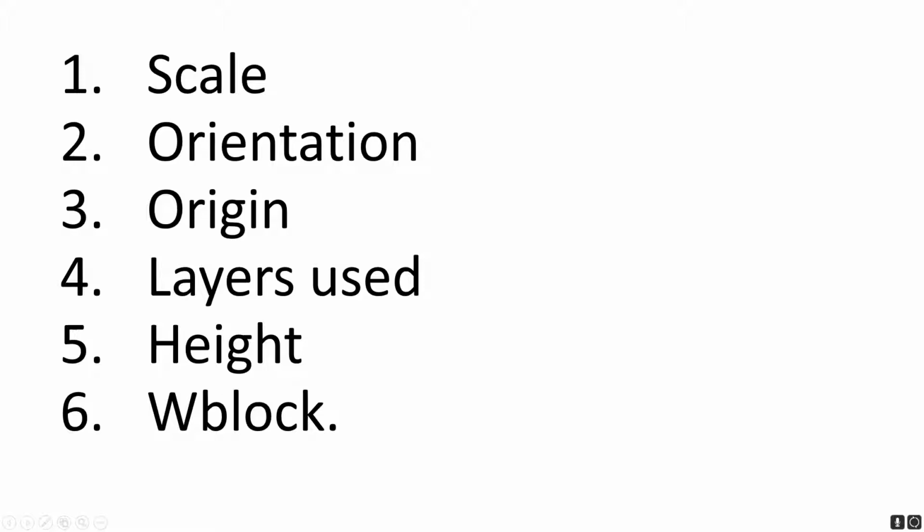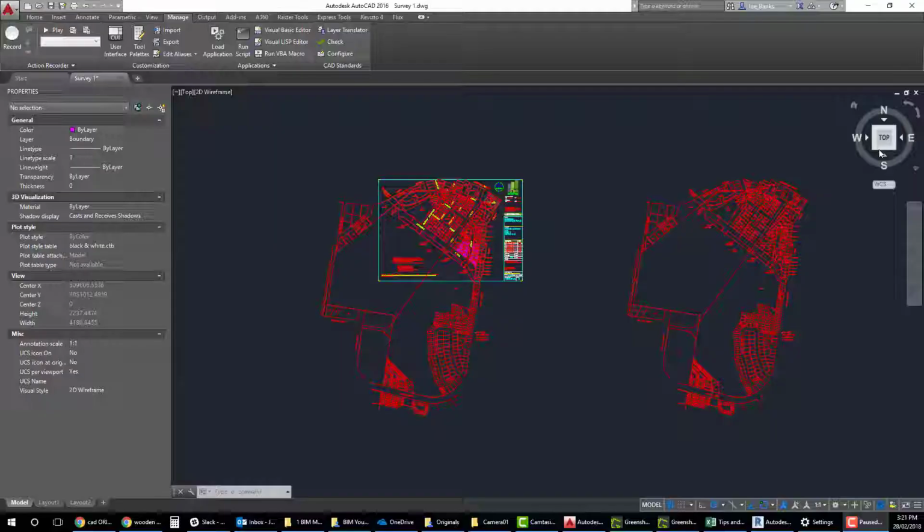We'll look at the scale the drawing's at, the orientation, whether it's orientated to true north, the actual origin, the 000 point of the file, the layers that are used in it and whether they've been appropriately used, what height both the elements we want to be at height, like the contours, etc., are at, and also if there are any objects that are at an unusual height. And then we want to be able to WBlock out the elements that we are happy with at the end to minimize file size.